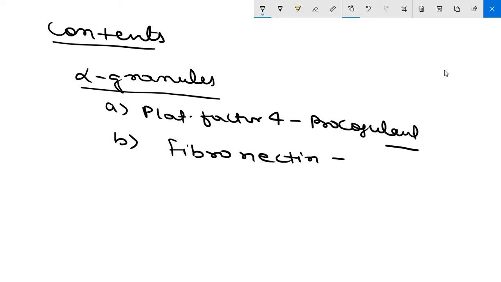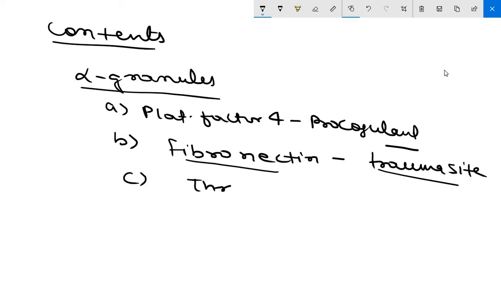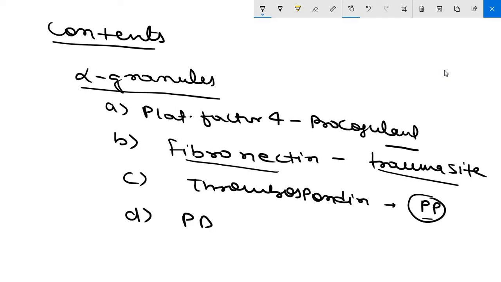It helps in binding. This fibronectin protein helps in binding to thrombocytes and prevents blood loss. The third is thrombospondin. It helps in stabilization of the platelet plug. And the fourth one is platelet derived growth factor, which promotes fibrosis and wound healing. Clear? So these are the contents of the alpha granules.